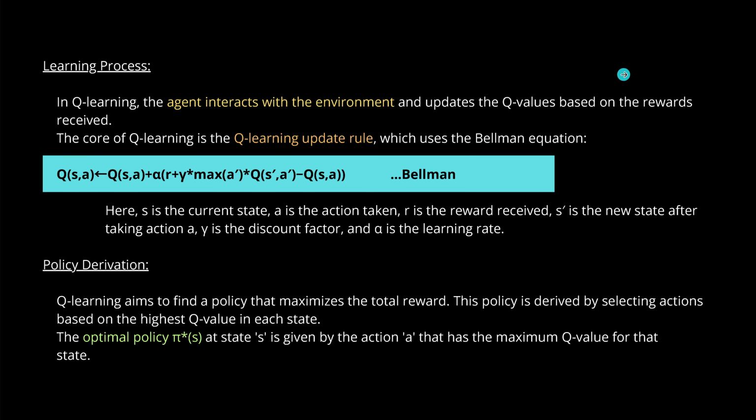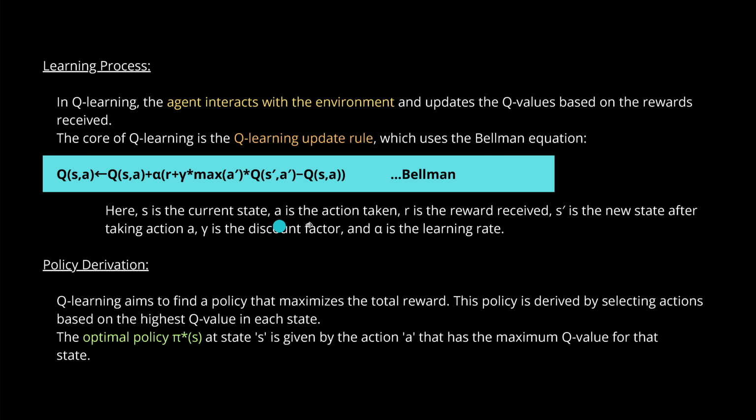Now, the learning process itself is rather easy if you look here at a simplified picture. In Q-learning, the agent interacts with the environment and simply updates the Q values based on the rewards it receives, whatever your agent is. Now, the core of Q-learning is the Q-learning update rule. We will see this a little bit later on in a better mathematical representation. But you know this from kindergarten, it's called the Bellman equation.